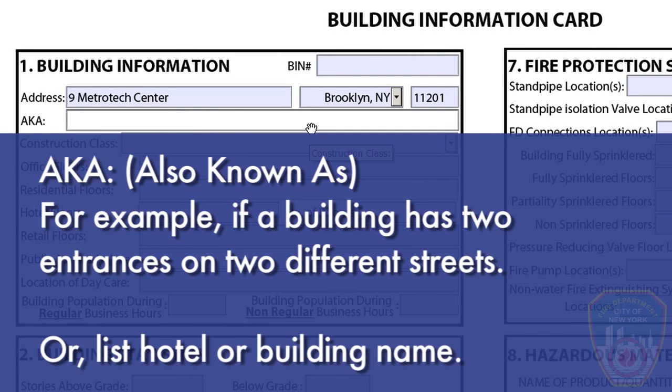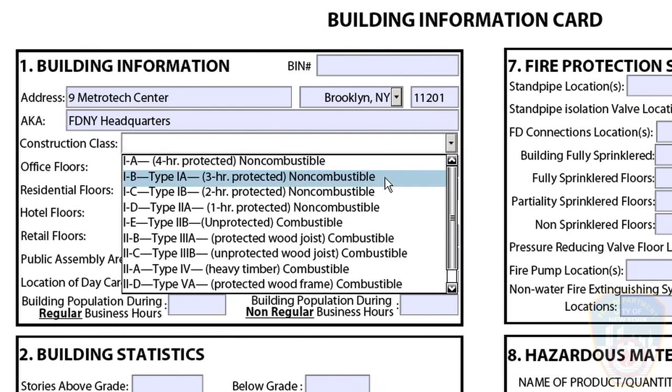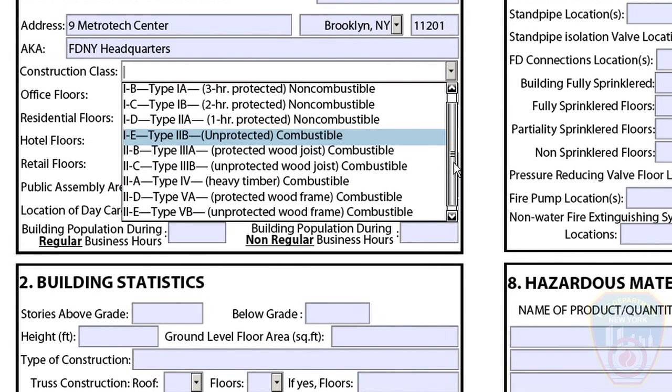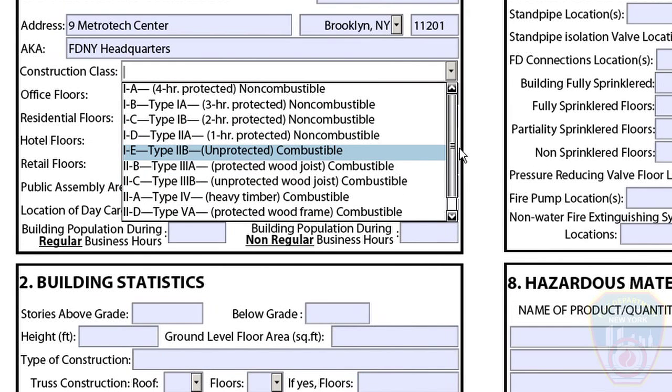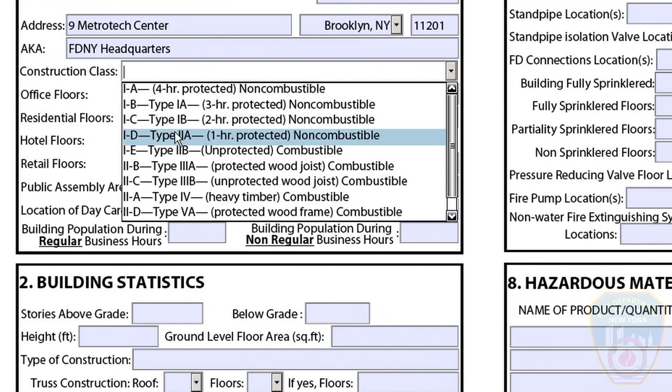Or you might even list a hotel name or the building name. Notice if you misspell a word, the form will indicate this by highlighting it red with an underscore. Then you can click and use spell check. For construction class, the first letters are class. Secondly, we have type. The FDNY headquarters is a type 1B. This information can be found on the Buildings Department website.